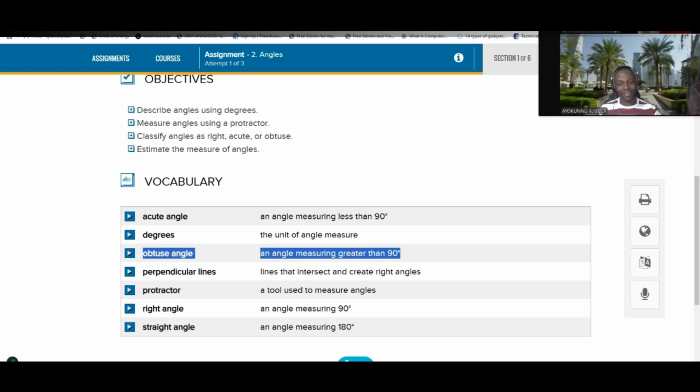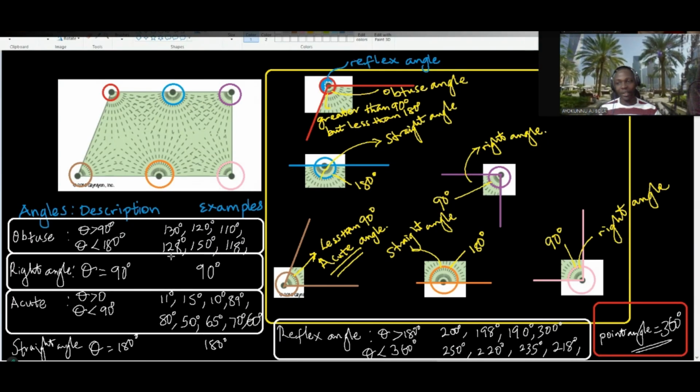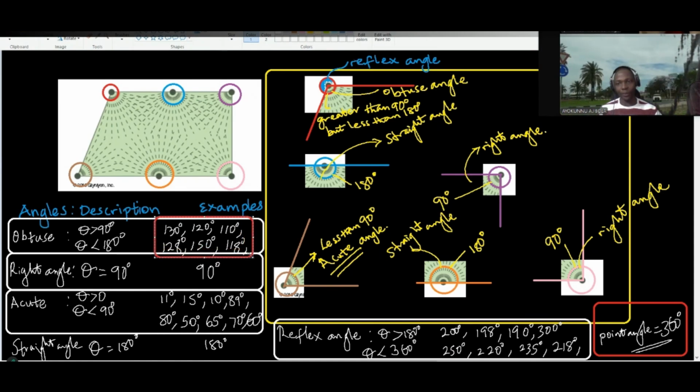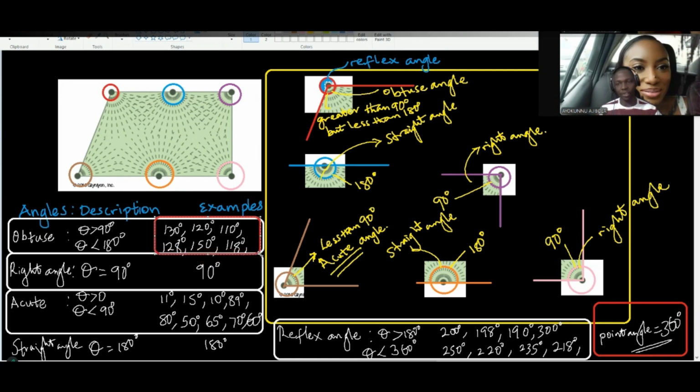If you look at it on the board, we said obtuse angle. Mention the examples of obtuse angle here. What are the examples here? I'm waiting. What are the examples? Read all the examples. 130 degrees, continue.